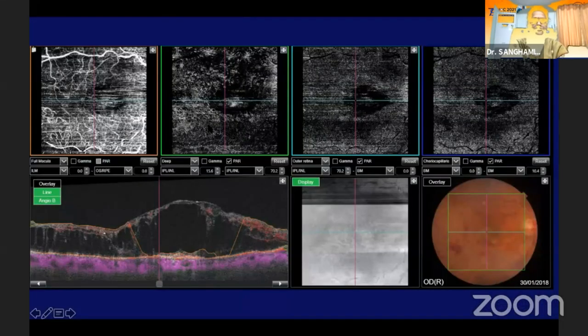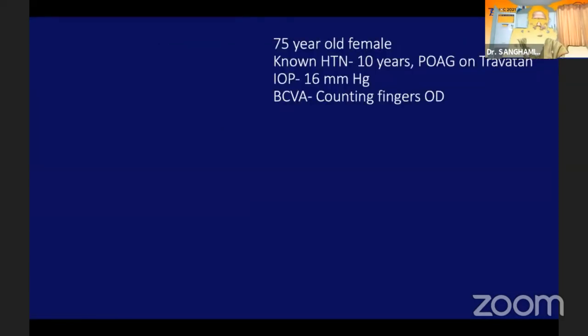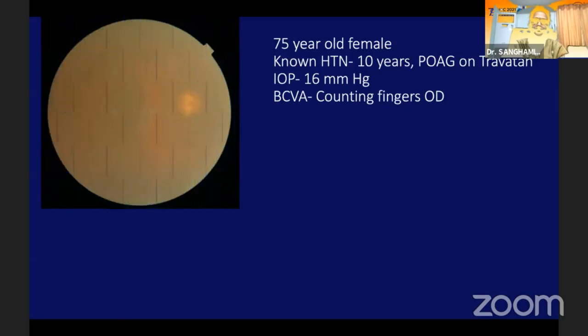When an angio-OCT was done, it showed an increased foveal avascular zone in both the superficial and the deep plexus, and this also pointed towards macular ischemia. So the patient was given an injection but was explained about the prognosis of the disease and then was taken up for the surgery.